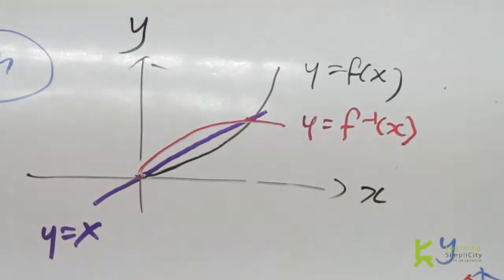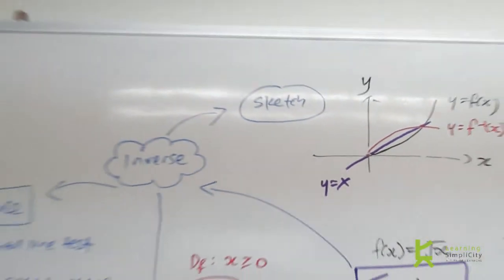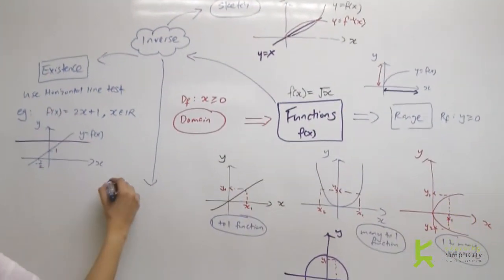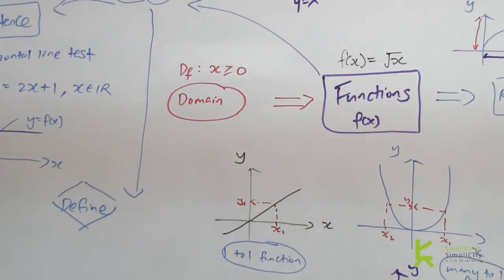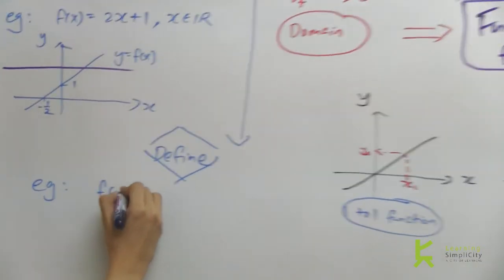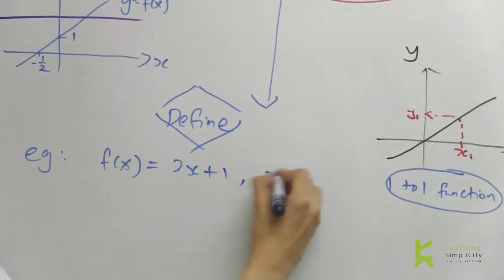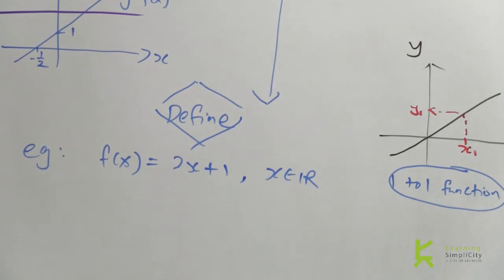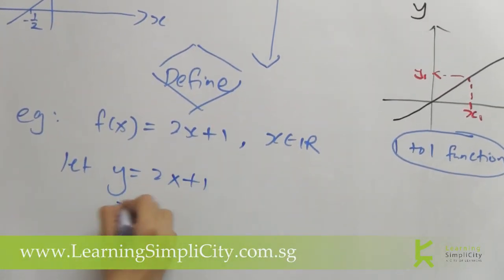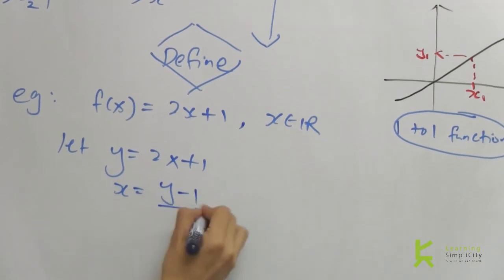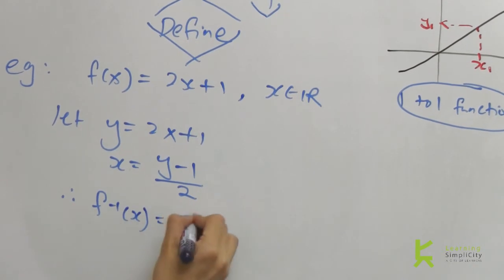How about the equation of f inverse x? How do we exactly define f inverse x? Note that because the x of f(x) is now the y of f inverse and vice versa, we can define f inverse x in this manner. For the function 2x plus 1, where x belongs to the real numbers, I can let y be 2x plus 1 and make x the subject, which will be y minus 1 over 2. So f inverse x will be x minus 1 over 2.